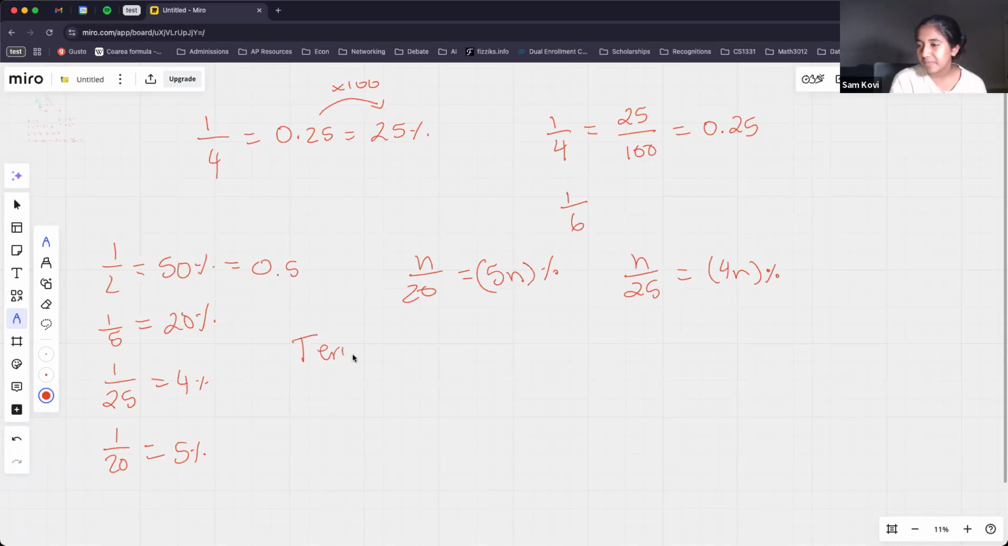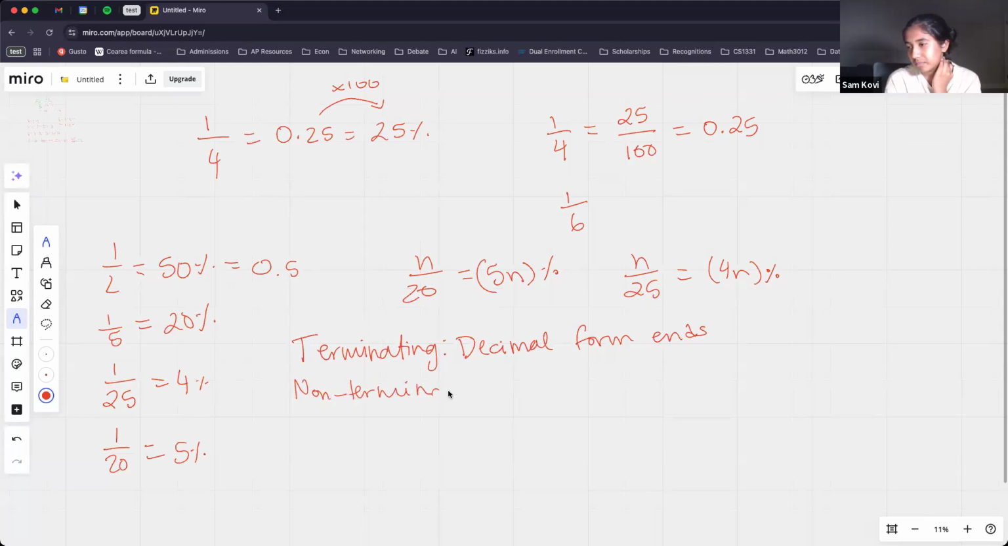So terminating means that the decimal form ends. And then a non-terminating decimal is infinite. Sometimes spelling is hard. So pi is not terminating because it just goes on forever and ever.